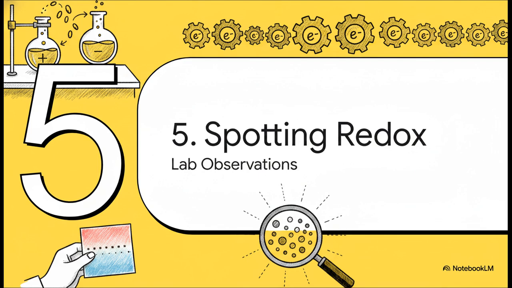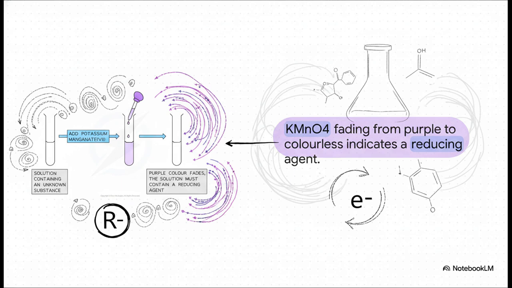It is super great to do atomic bookkeeping on a piece of paper, but how do we prove this is actually happening in physical reality? Like, how do we see the invisible? Well, we use specific chemical tests. For instance, potassium manganate 7 is an incredibly powerful tool here. When we add it to an unknown solution, it visibly confesses that a redox reaction is happening by changing from a deep, vibrant purple to completely colorless. That fading color tells us without a shadow of a doubt that our mystery substance contains a reducing agent.